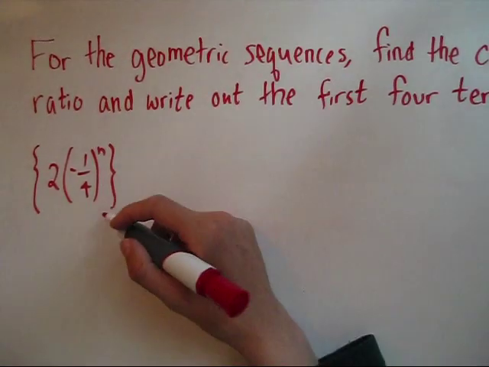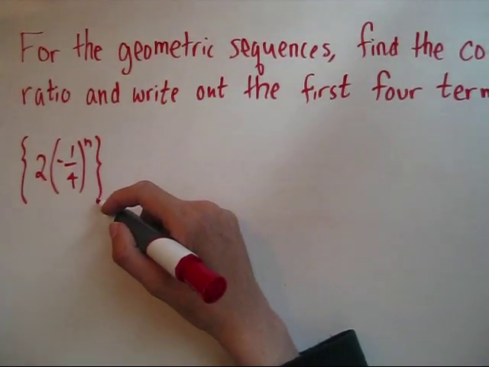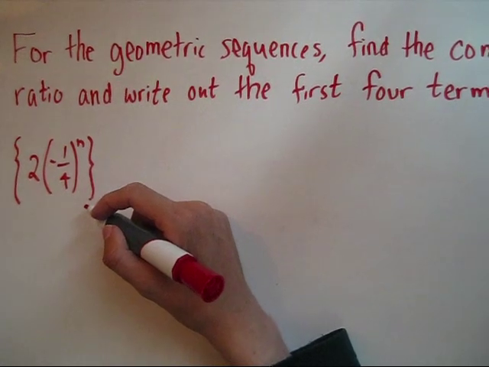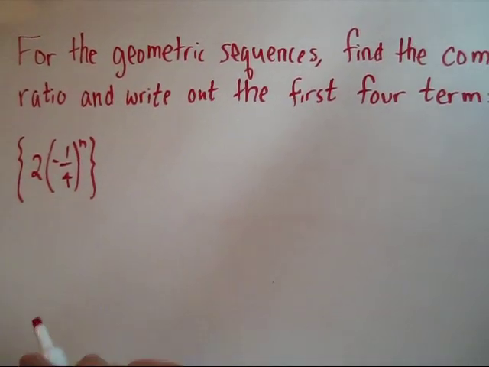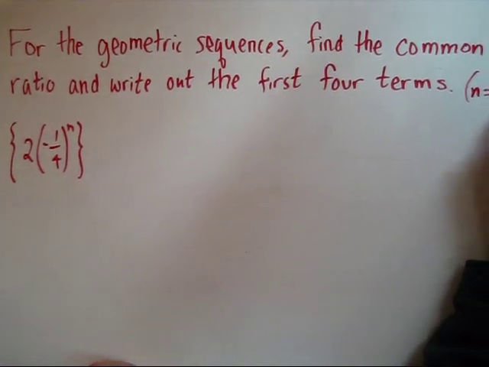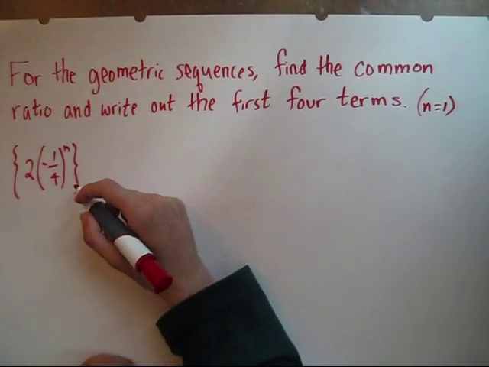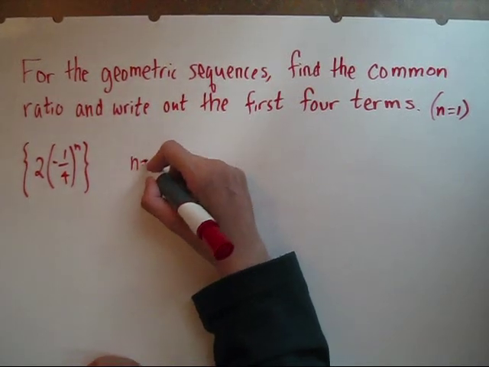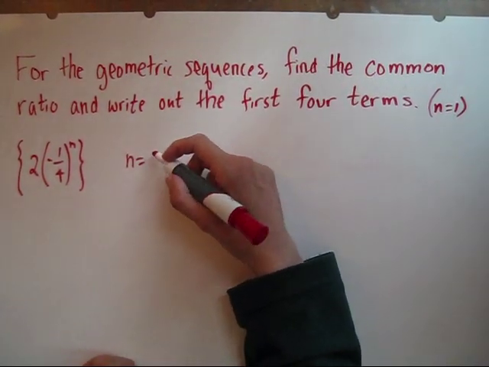Alright, here we have a geometric sequence. We want to find the common ratio and also the first four terms. Let's actually start by writing out the first four terms. We're starting with n equals 1. It's not always the case. So if we have 1, just plug in n equals 1.